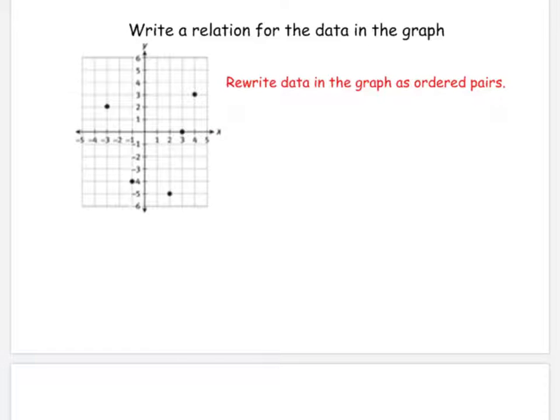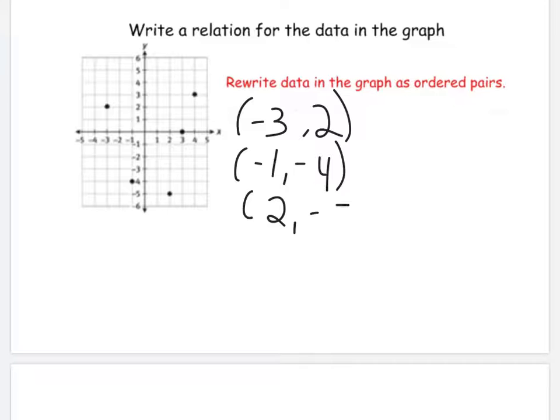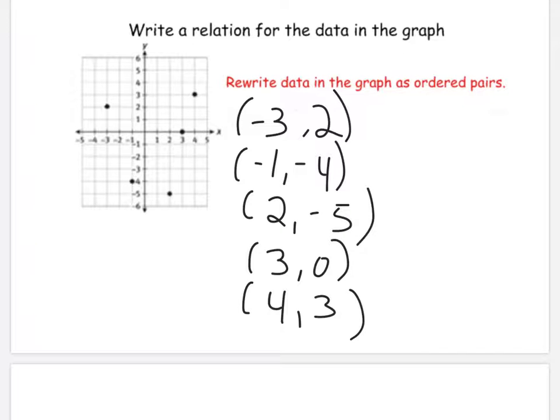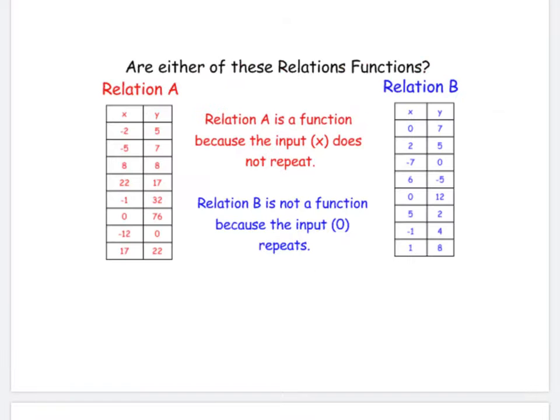I can do the same thing but using it on the grid. So I have to identify the ordered pairs for those 5 points. So starting on the left, working my way towards the right, I have (-3, 2). I have (-1, -4). I have (2, -5). I have (3, 0). And the last one I have is (4, 3). That is my relation for the ordered pairs on the grid.